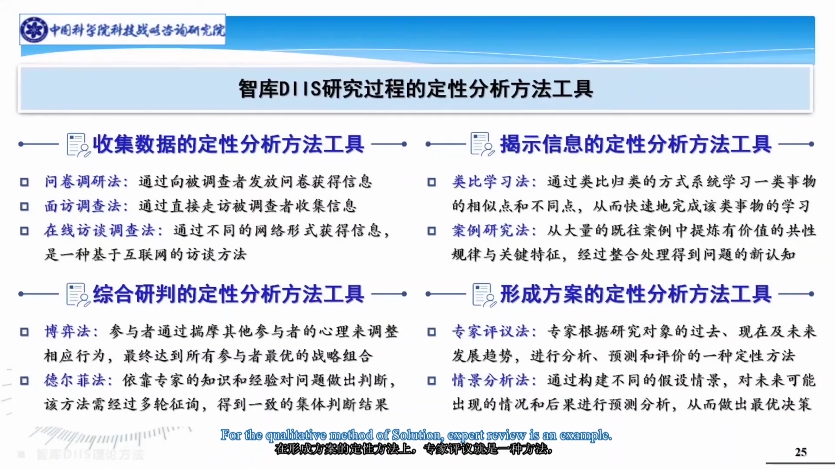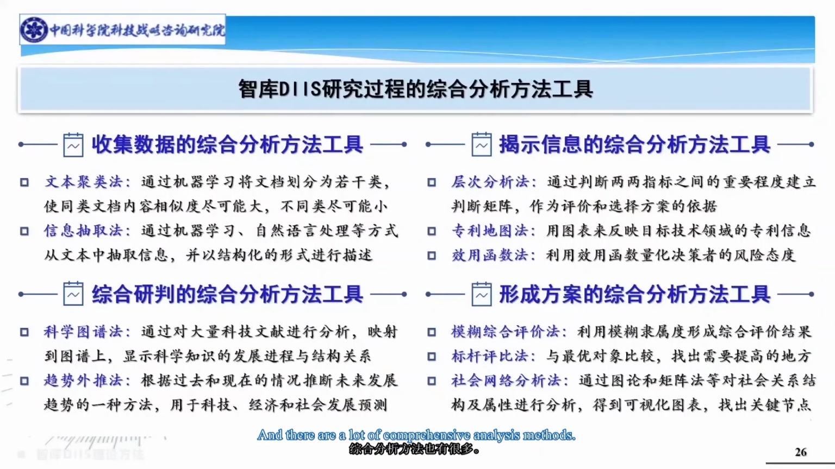For the qualitative method of solution, expert review is an example. In fact, many people sometimes produce expert review in one step. If the previous work isn't done, it's not enough to use this method alone. But if previous work is sufficient, expert review is also very common. Scenario analysis constructs different hypothetical scenarios and predicts the future possible situations and consequences, thus making the optimal decision.